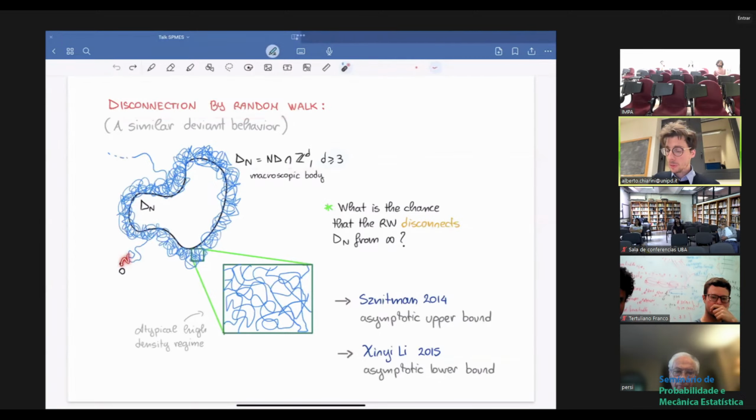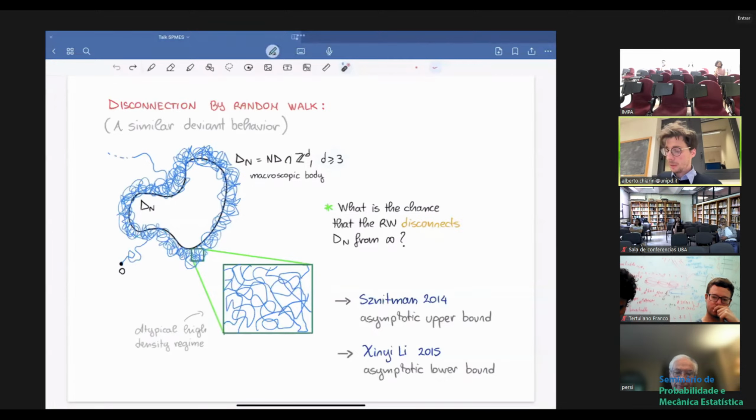So think about this random walk as a termite eating out some wood, and you want to disconnect some macroscopic body from infinity. And you could ask what is the chance for the random walk to disconnect D_n from infinity. Again, this will go to 0 exponentially fast. And in order to achieve such a behavior, to disconnect this set, we will need to achieve some atypical high-density regimes around the boundary of this set D_n.